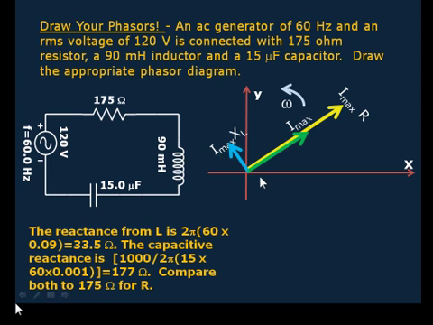Similarly, for the capacitor, we know that the current leads the capacitor voltage, therefore the voltage lags it by 90 degrees, and it has to be in this direction. And furthermore, it's exactly opposite to that of the inductive voltage. The magnitude of the vector here is slightly larger than the magnitude of the vector for the voltage along the resistor, because of the slightly larger value of the reactance of the capacitor.